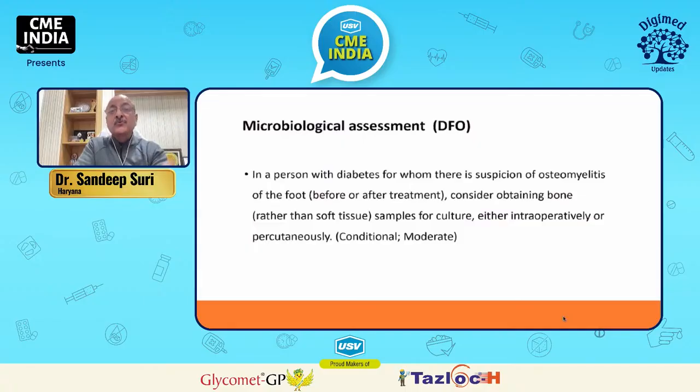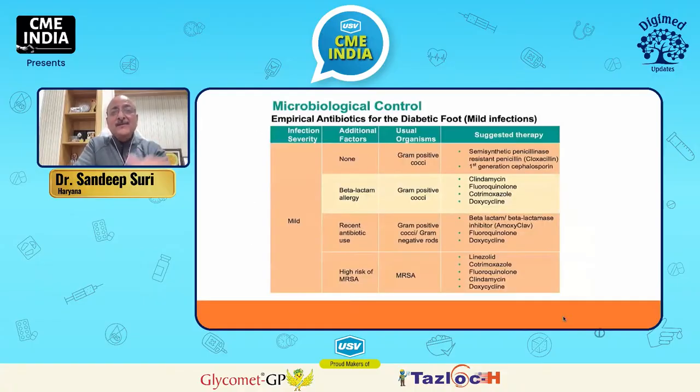That also gives you a good indication, but it is better to have a bone piece, bone chips, for sending for culture sensitivity. That will give you the exact diagnosis of the causative organism, and you will be able to know about the pathogen and the sensitivity of the organism. Now, culture sensitivity will take some time, 2 days or 4 days, but you have to start the empirical antibiotics.